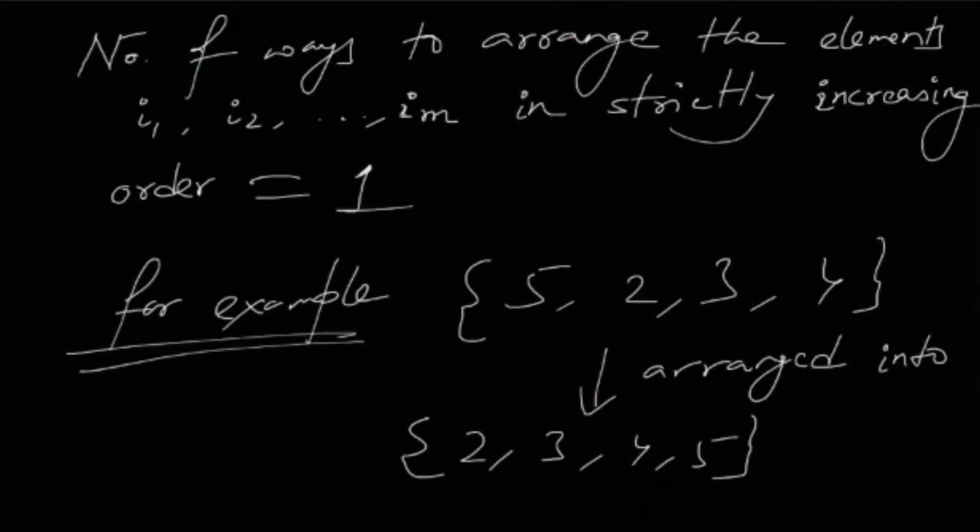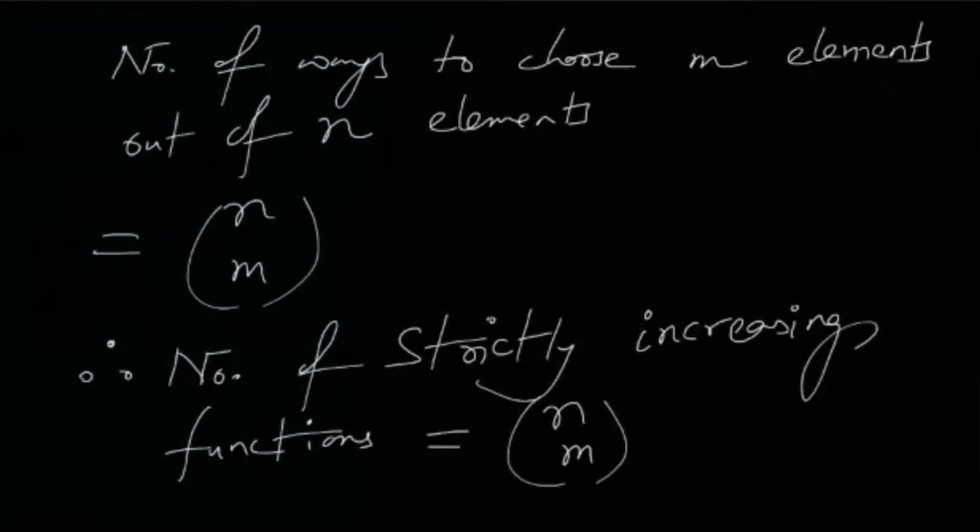So that means if we choose any m distinct elements from B, there is only one arrangement of them in increasing order. So every selection of m elements corresponds to a single permutation of the kind we are looking for. The number of ways to choose m elements out of n elements is n choose m. From each of these n choose m possibilities, there corresponds exactly one such arrangement. So the number of strictly increasing functions is also n choose m. You have to understand that.